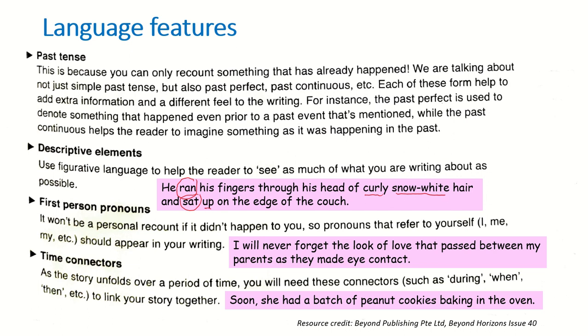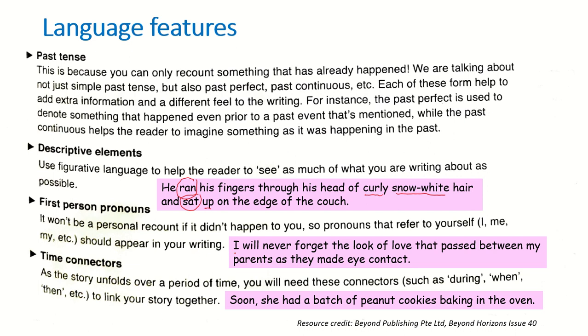So these are adjectives. You can use adjectives to show the description of how a person looks like. Another language feature of personal recount is the use of first person pronouns. So it won't be a personal recount if it didn't happen to you. So pronouns that refer to yourself, such as I, me, my, should appear in your writing.